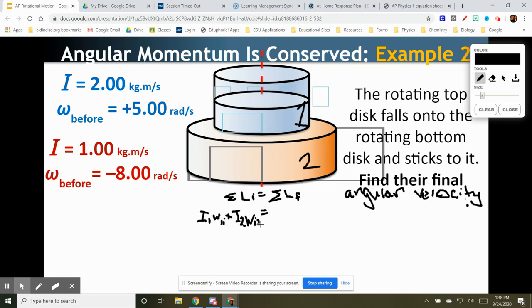Okay, sorry if you can't see that very well, but it's the moment of inertia for disk 1, the blue one, times its initial angular velocity, plus the moment of inertia for disk 2 times the initial angular velocity of the second. Okay, so that's how you express the momentum initially. So what would we do for L final?